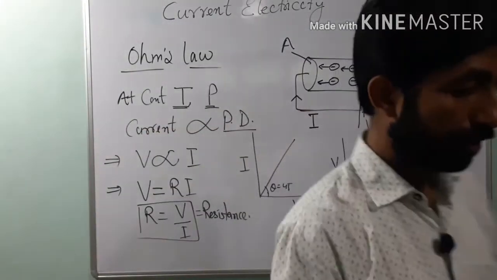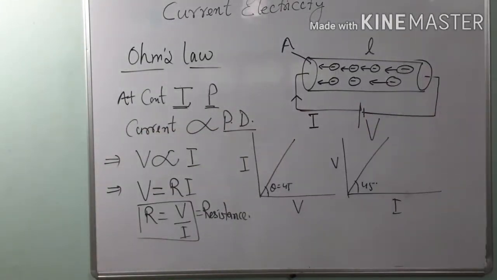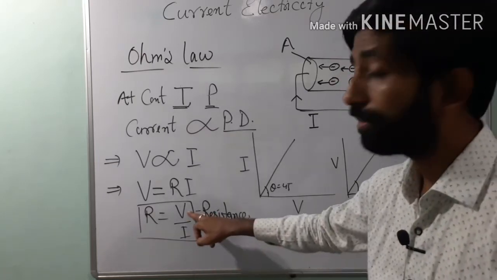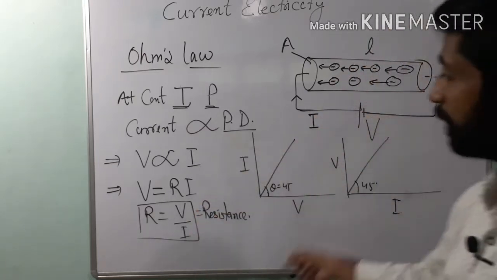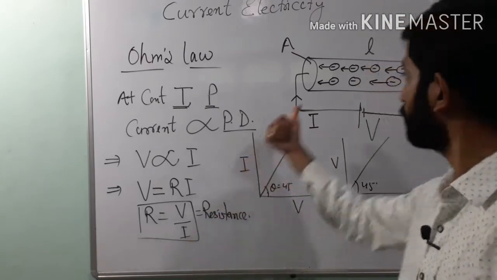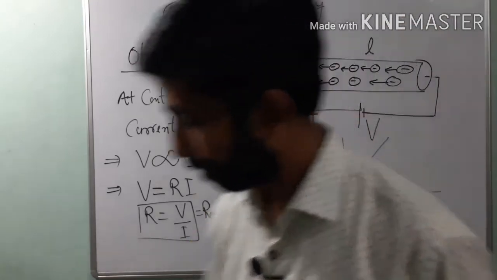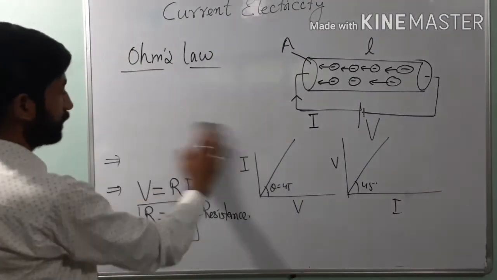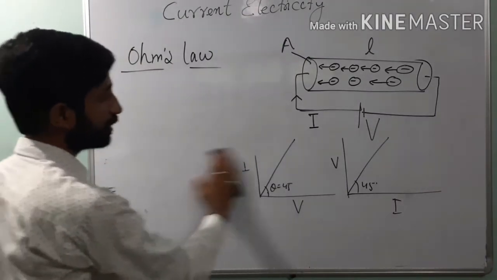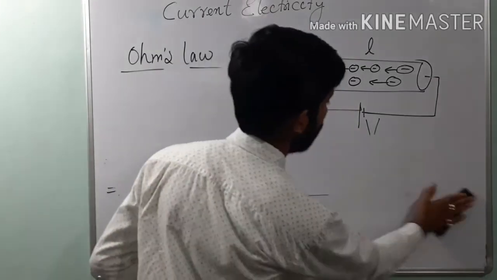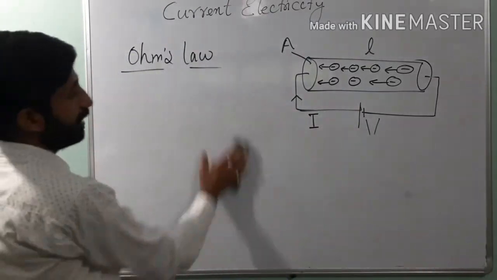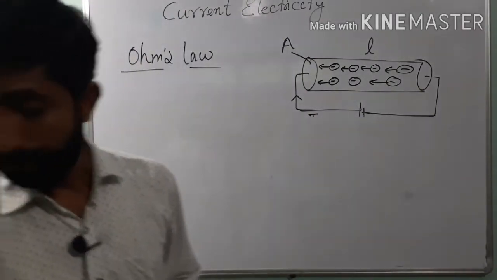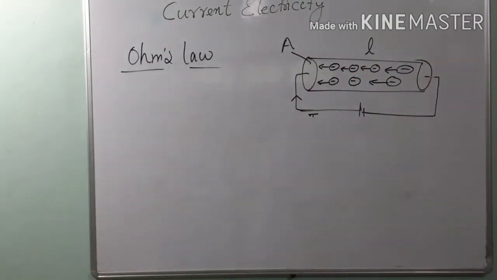So Ohm's law gives you a new kind of constant called resistance, that is the ratio of potential difference applied across the ends of the conductor to the current passing through the conductor. Okay, now the resistance has got something to play with our mind, that is it depends on some factors.